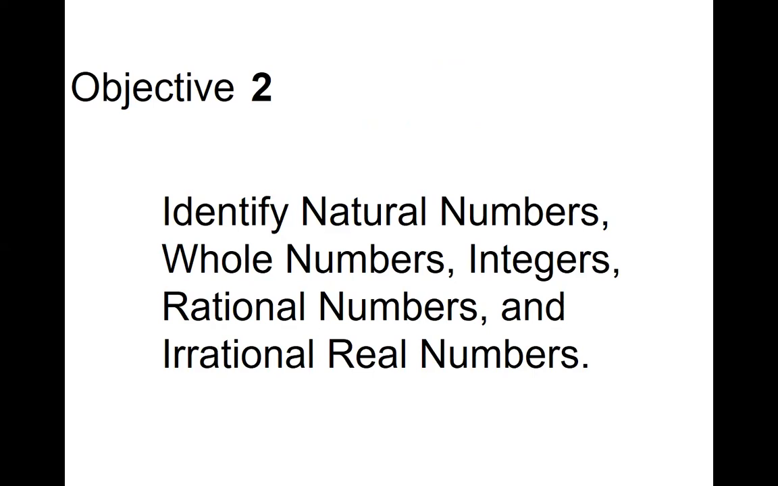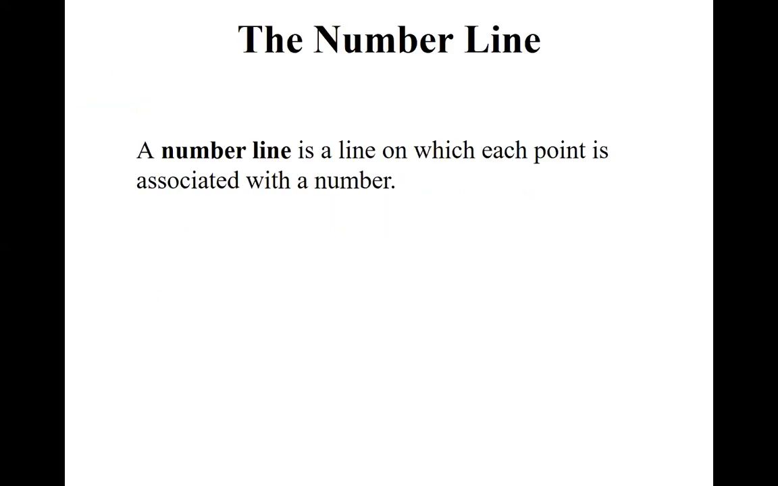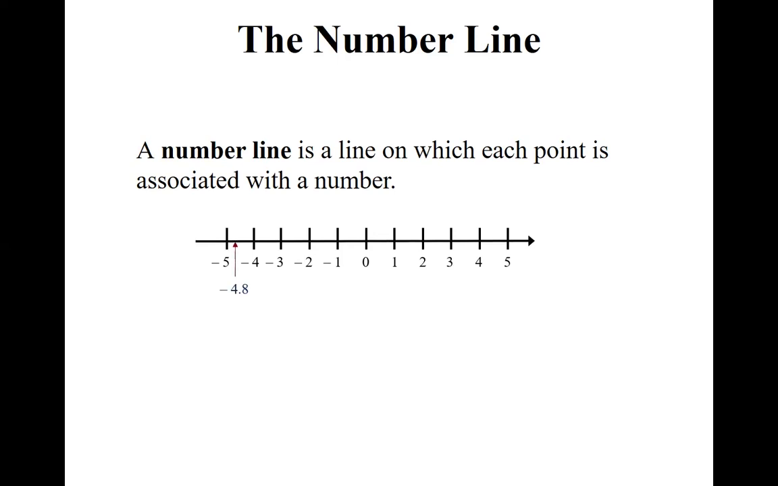The second objective in this topic is identify natural numbers, whole numbers, integers, rational numbers, and irrational real numbers. So we have to start by talking about the number line. And a number line is a line on which each point is associated with a number. There is a number line.